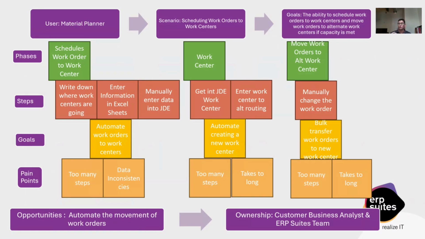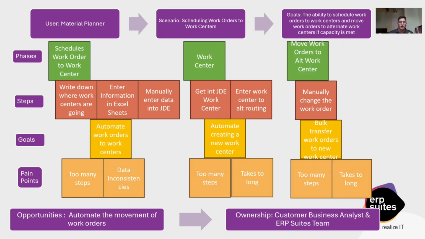So I gave the manufacturing digital assistant example yesterday. So I just kind of wanted to walk you through this example of a potential journey map using a material planner in the top left. So we're using a material planner. The scenario is really just them scheduling work orders to work centers. And the end goal here is the ability to schedule work orders to work centers and move work orders to alternate work centers if they need to be created to get orders out more quickly, if capacity has been met.